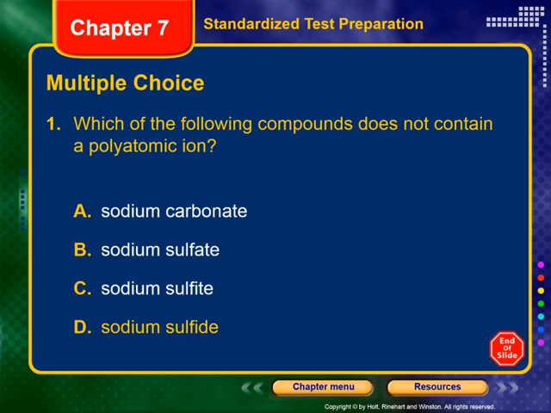Correct answer is D, sodium sulfide. Remember, for a monatomic ion, we replace the ending of sulfur with -ide, so sulfide. That's sodium sulfide. Na2S would be the formula.